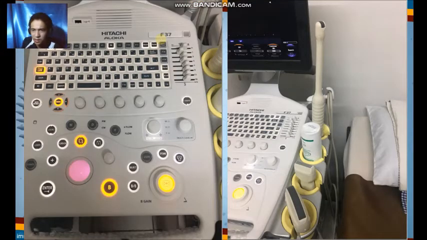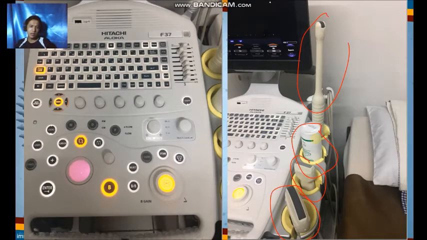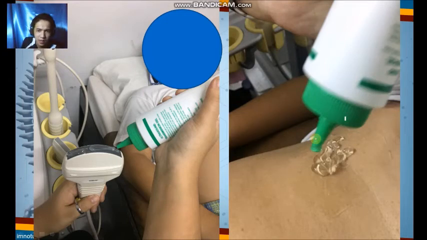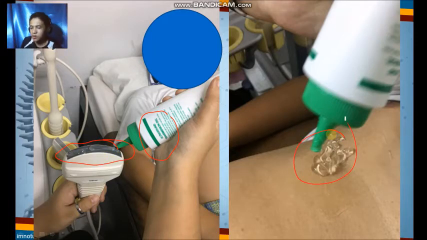Okay, so just magnify the image. So we have here the 3 probes. We have the endocavitary, we have the linear, and then the curvilinear. And of course, the gel or the transmission gel, in order for the ultrasound to be transmitted towards the skin of the patient, and of course to eliminate air in between the transducer and the patient's skin. So the ultrasound gel could be placed on the face of the transducer, the footprint of the transducer, or it could be directly applied to the skin of the patient. Okay.